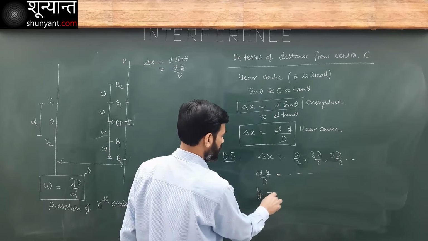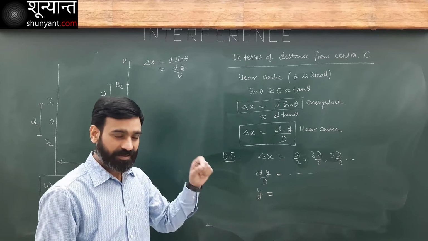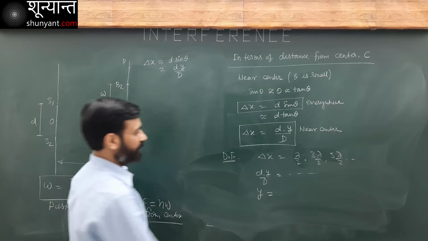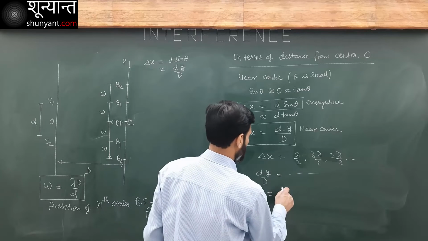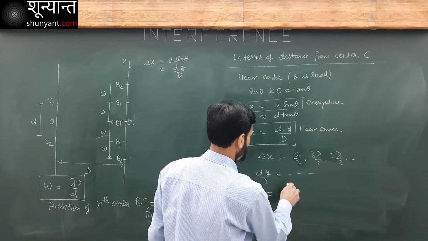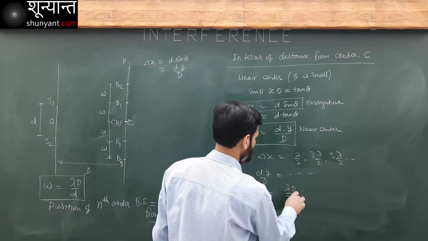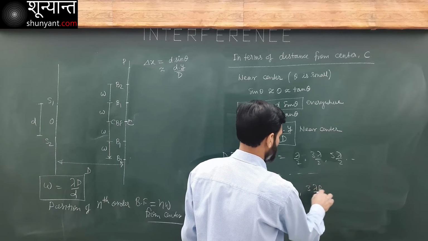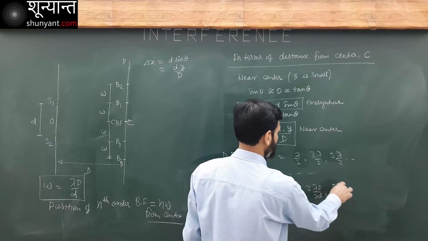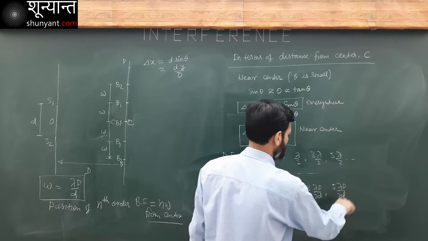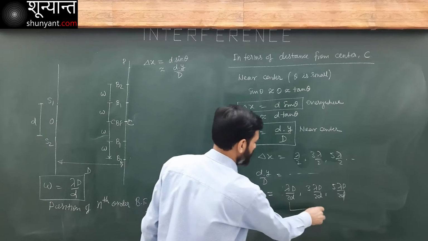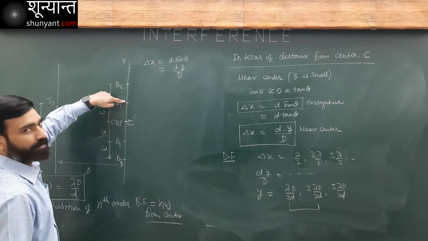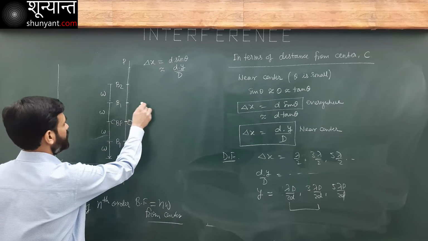So what is y? Distance from center. It is going to be equal to lambda times D over 2d, 3 times lambda D over 2d, 5 times lambda D over 2d. Now what are these positions? What is this distance y?